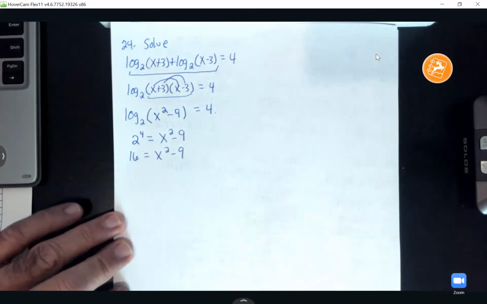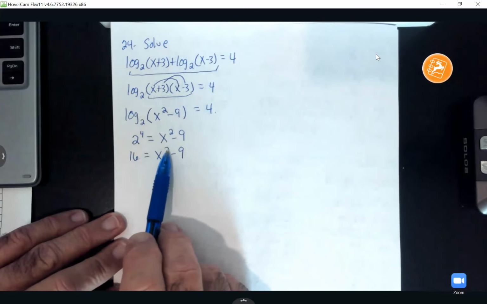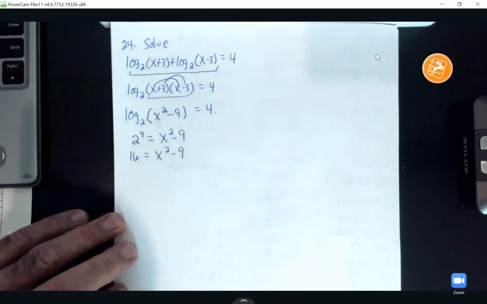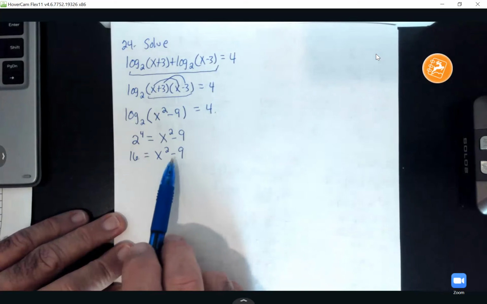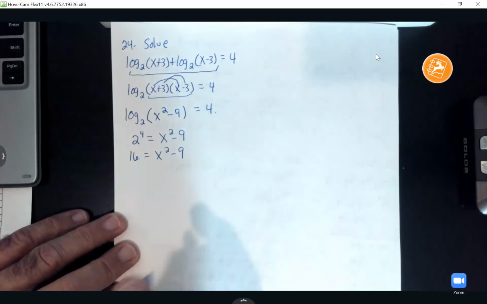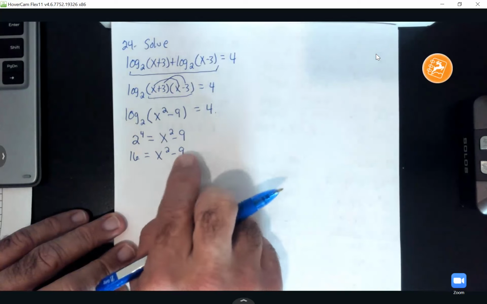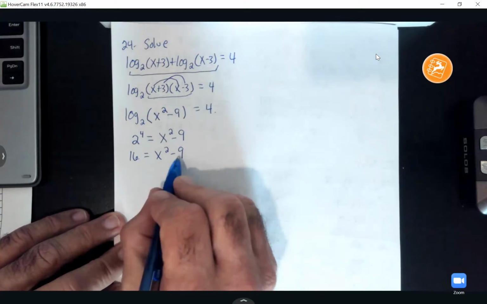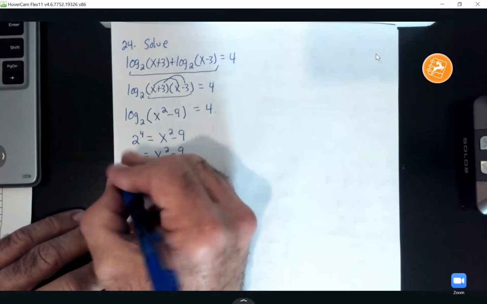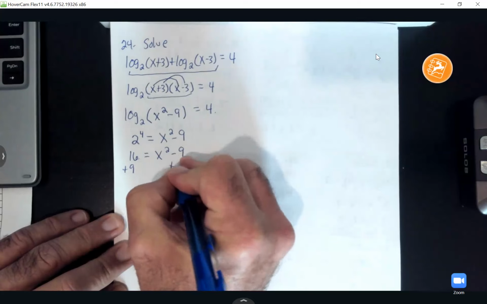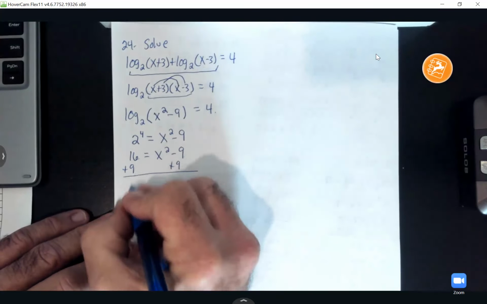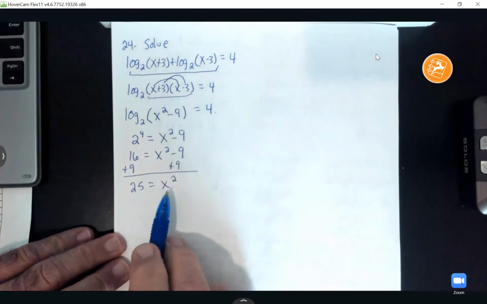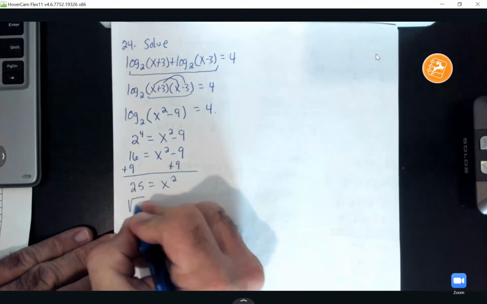So y'all, here's the thing on this one. I got an x squared term and a bunch of numbers. I don't have a regular x term on this one. So I don't have to factor this one technically. I can get this answer by putting all the numbers over here and doing a square root. So what I'm going to do is add the 9 to get the x squared by itself. So I get 25 equal to x squared. Now I can take square roots of both sides.